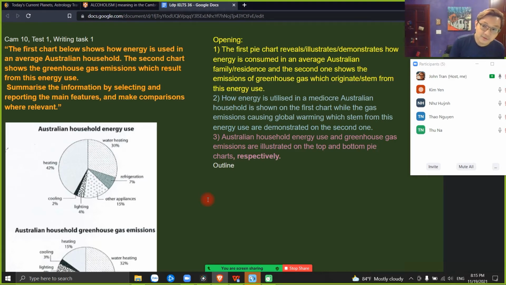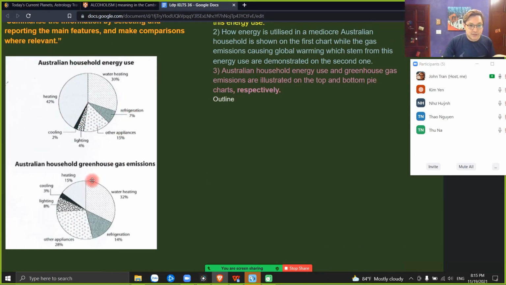Now, the general rule is like this. If you look at the picture that I give you and you can see the differences immediately, then you write the outline after the opening, okay? However, if it requires a lot of analysis, so you have to analyze a lot before you can arrive at a conclusion, then you write the outline at the very end, after the body paragraph.